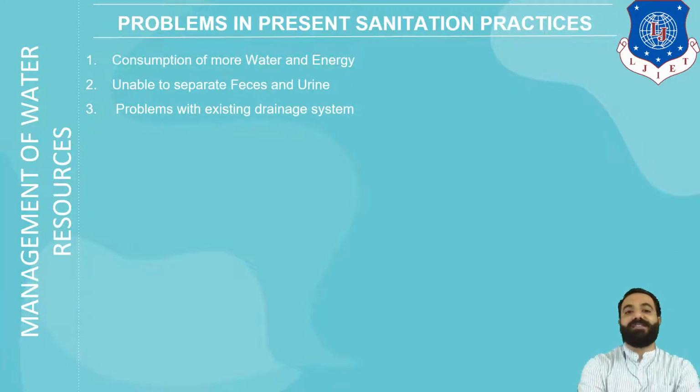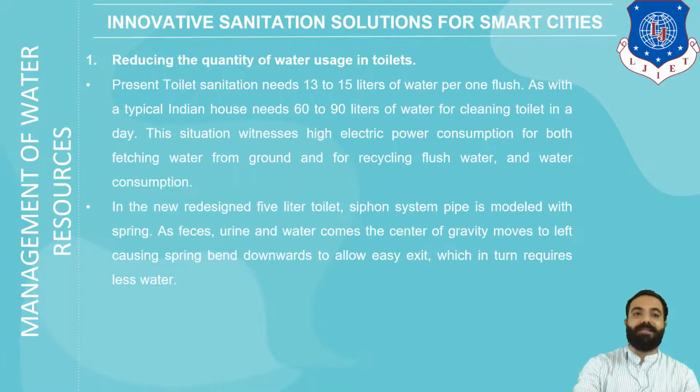Then, unable to separate feces and urine. Clear? In our India, there is one type of tank which is excavated below the ground, which collects the feces and urine. Clear? So this is a combination of both feces and urine, so we cannot separate those two things. Then third one, problems with the existing drainage system. The drainage system is not proper, so we cannot use it for the treatment. So these are the problems in present sanitation practice.